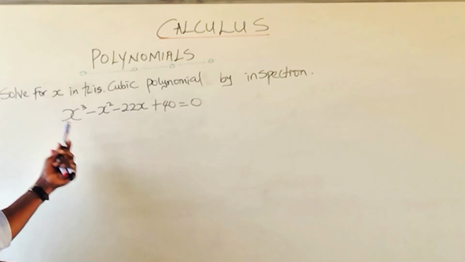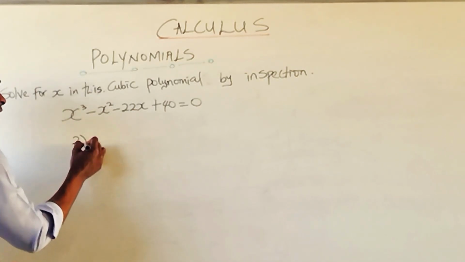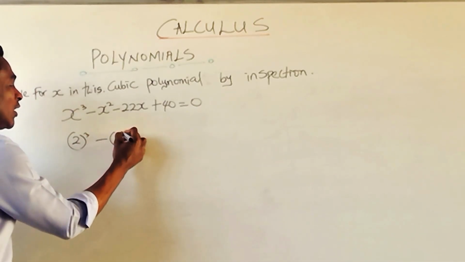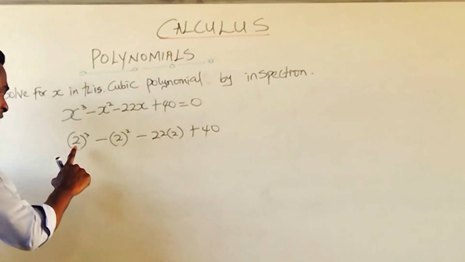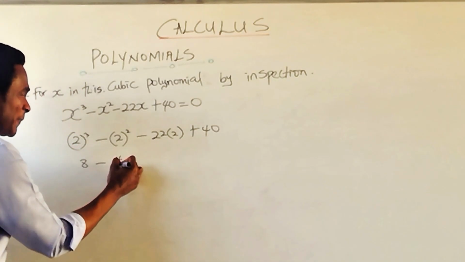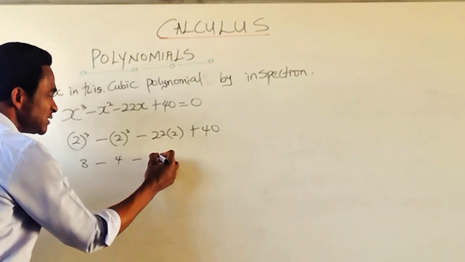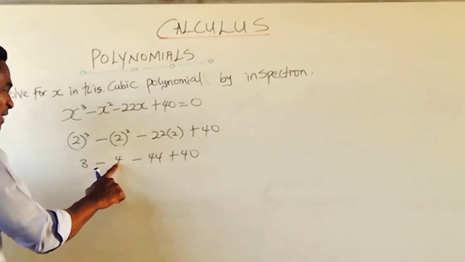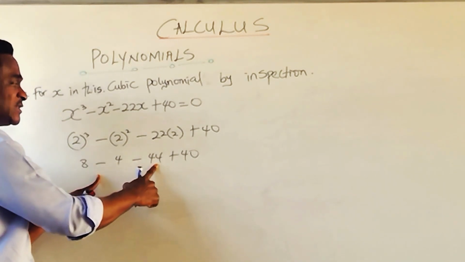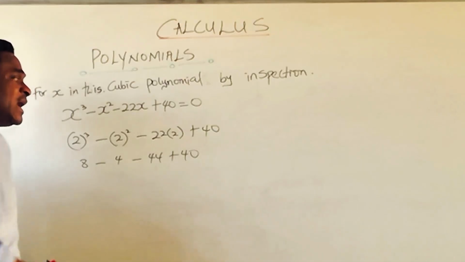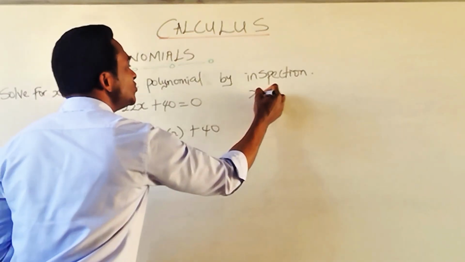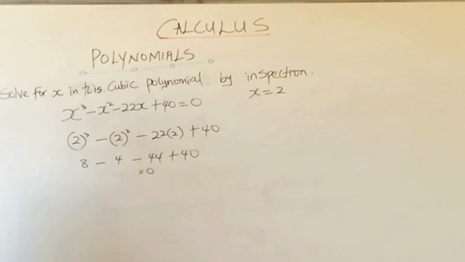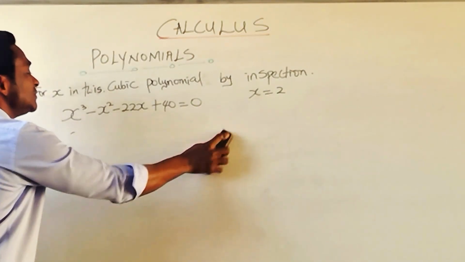So if we try 2 here, I will have 2 cubed minus 2 squared minus 22 times 2 plus 40. Let's see what it gives us. This is 8, minus 4, minus 22 times 2 is 44, plus 40. Let's see, 8 minus 4 is 4. 4 minus 44 is minus 40, plus 40, and that will give us a 0. So x equals 2 is our factor. x equals 2 is the factor of this expression.